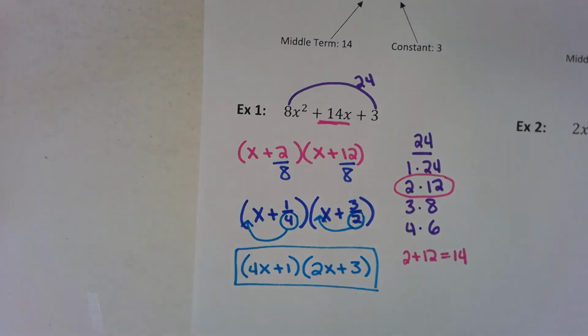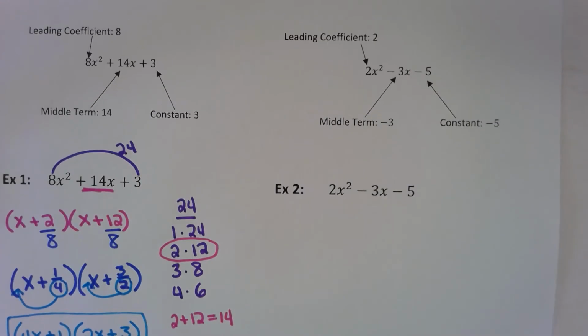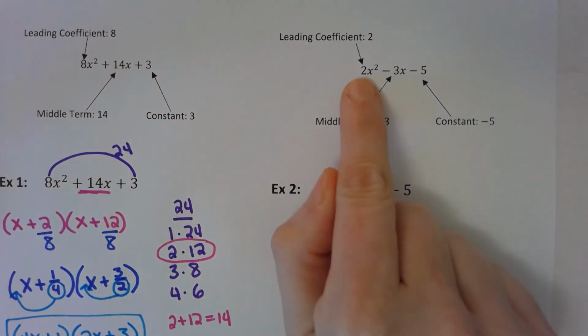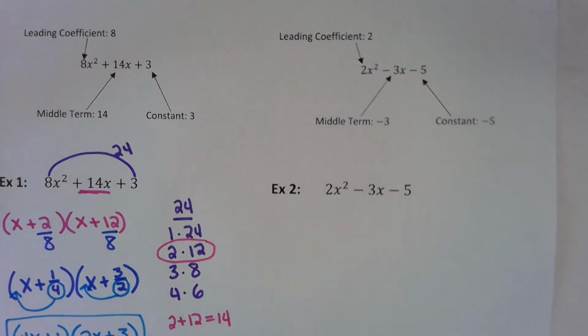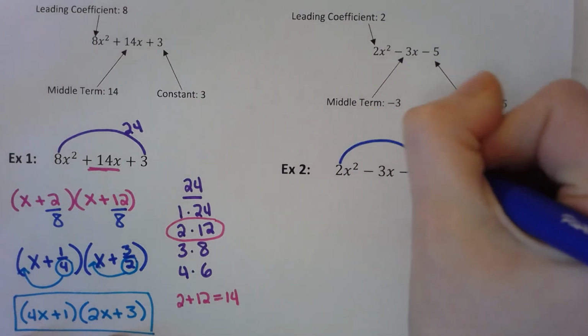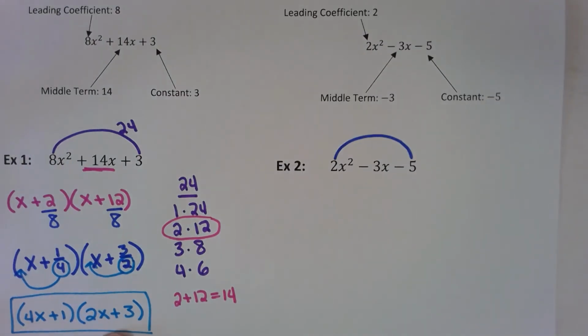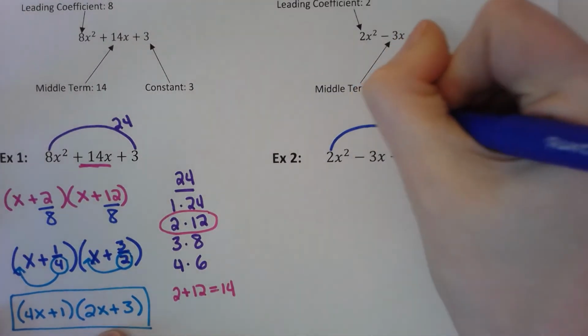Okay, so I'm going to show you one more example just to make sure you've got it. Same idea on this problem. We've got our leading coefficient, our middle term, and our constant. So step number 1 tells you that you are supposed to multiply the first and the last numbers together. So leading coefficient times constant. That gives us negative 10.